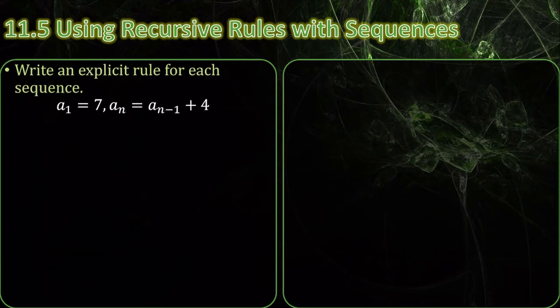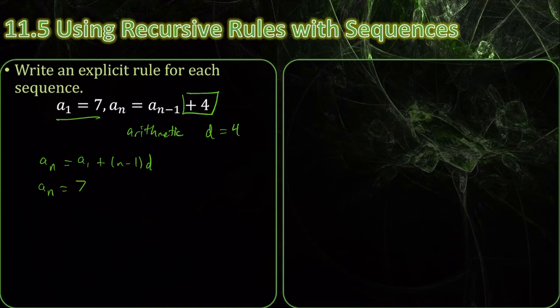All right, let's go the other way and write an explicit rule for the sequence. Well, notice here I am adding, so that means it is arithmetic, where d is 4. So arithmetic is a(n) equals a1 plus n minus 1 times d. a1, we're told, is 7. And d is 4. Distribute. And then 7 minus 4 is 3.